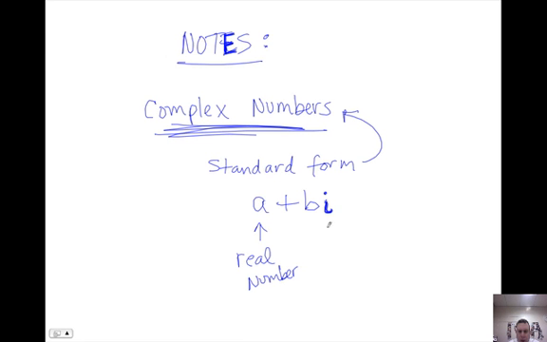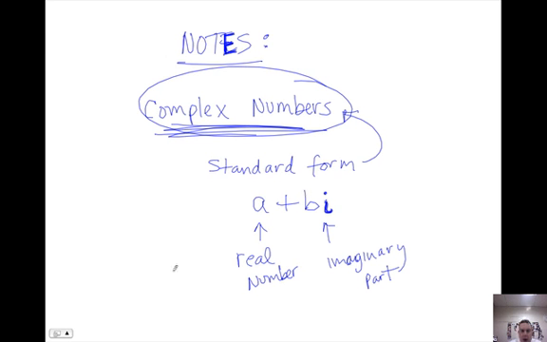That's the real number. This, since it has an i with it multiplied by something, is the imaginary part, or imaginary number. So there's two parts to a complex number: a real part and an imaginary part. For example, -5 plus 3i. I know this is a complex number in standard form. You have to remember that because I'm going to say make sure it's in standard form, and I'll take a point off if you don't.